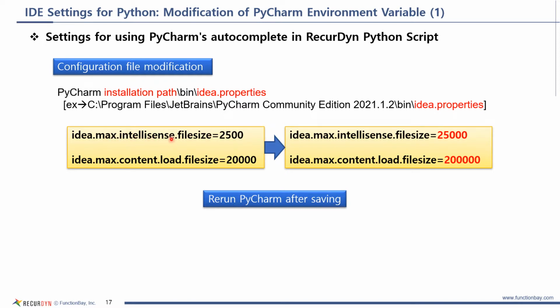idea.max.intelligence.file.size was already set to 2500. Change this value 10 times larger. Also, increase the idea.max.content.load.file.size value by about 10 times and then save it. After saving it, run PyCharm again.